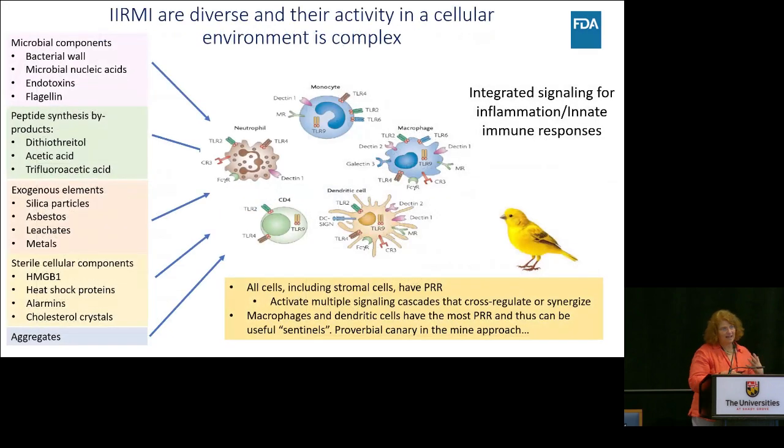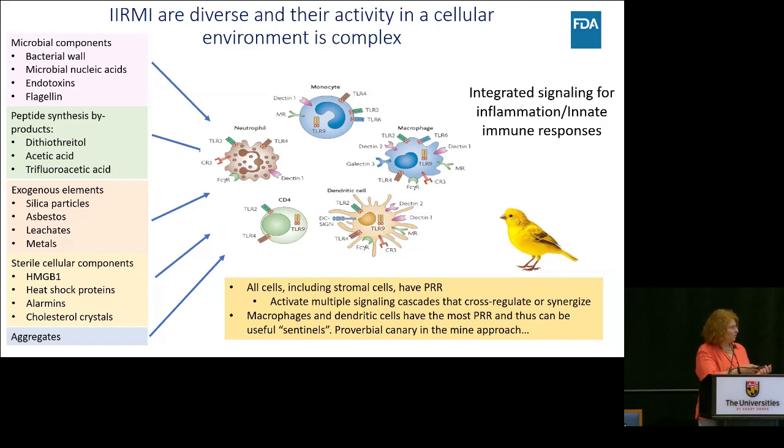The thing is that impurities are going to be complex. It's not that you can have one type of impurity or one type of cell. There are many different sources of impurities, where there are microbial components, peptide synthesis byproducts, exogenous elements, aggregates. There's really a complex milieu of cells that are going to respond to those and interact and maybe have an immune response.